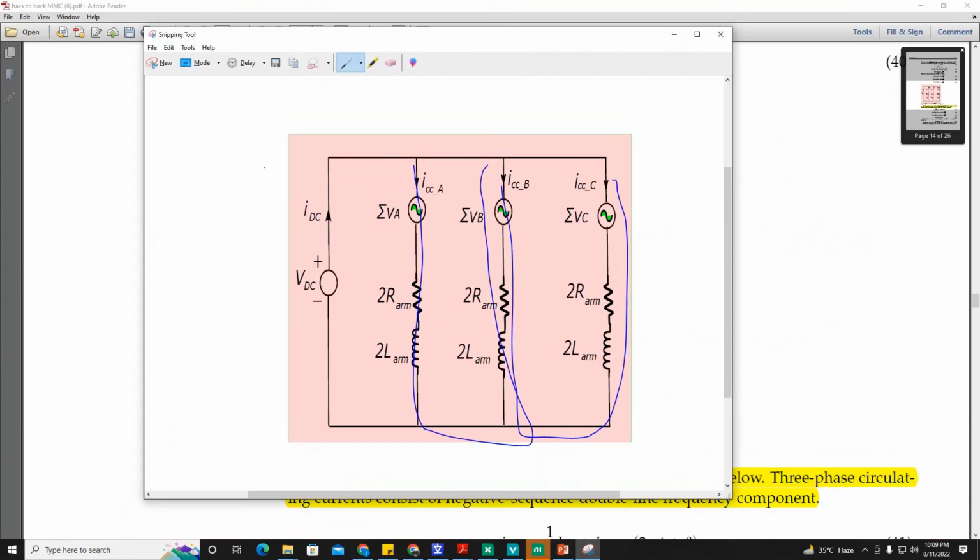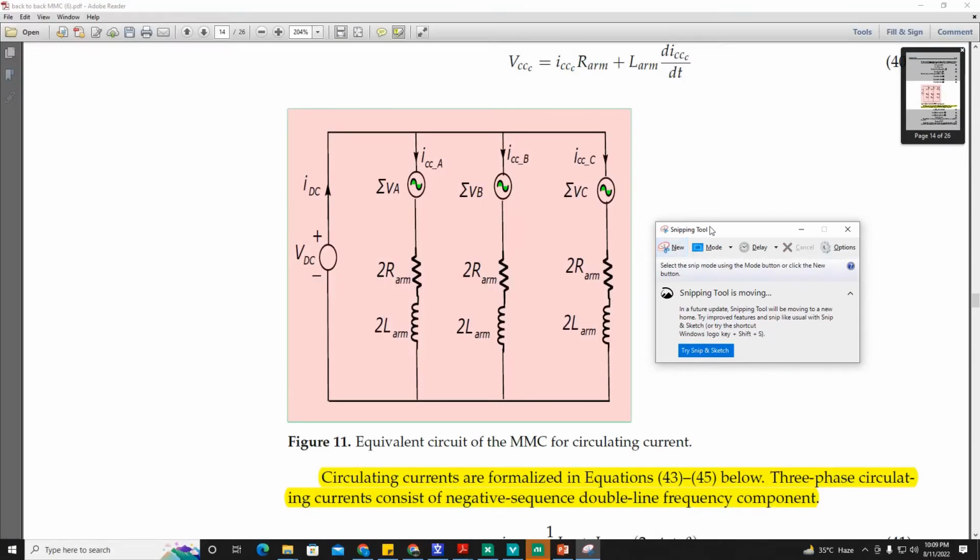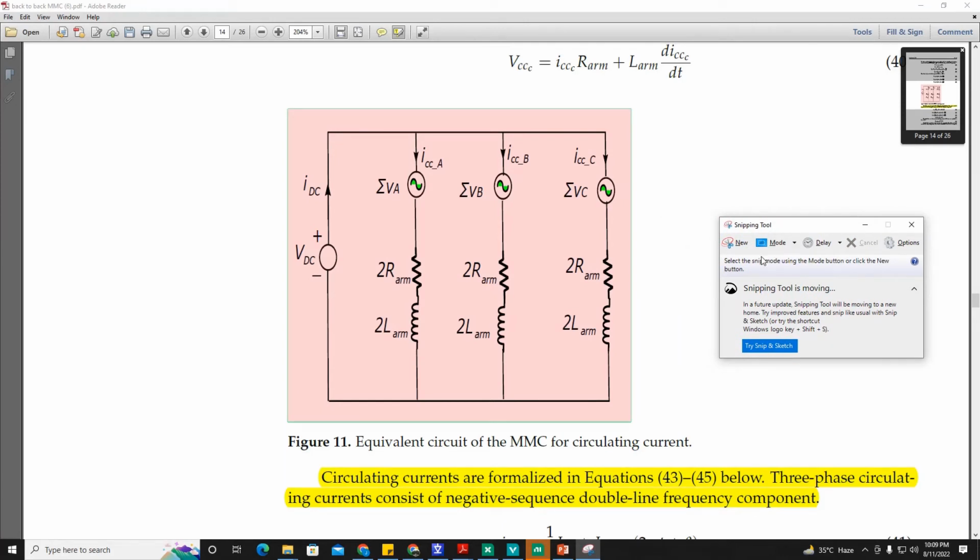So the motto is to eliminate the circulating current. How can we eliminate the circulating current? By reducing this potential difference, the imbalance voltage. If this imbalance voltage is cancelled out, if there is no potential difference, then ideally no current will flow from one leg to another. So our purpose is to reduce this differential voltage or imbalance voltage.